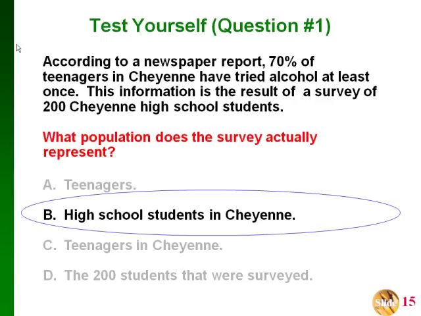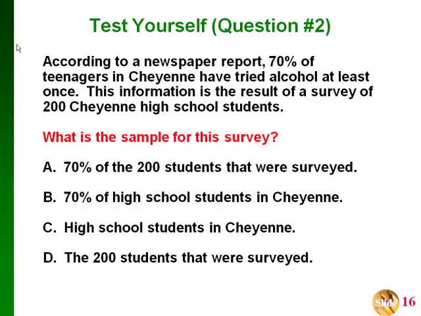Okay, the correct answer for the population is that this represents high school students in Cheyenne. Next question, we have the same survey, and this time we're trying to figure out what is the sample for this survey. Is it 70% of the 200 students that were surveyed, or 70% of high school students in Cheyenne? Is it just high school students in Cheyenne, or is it the 200 students that were surveyed? I'll give you a few seconds again to think about this.